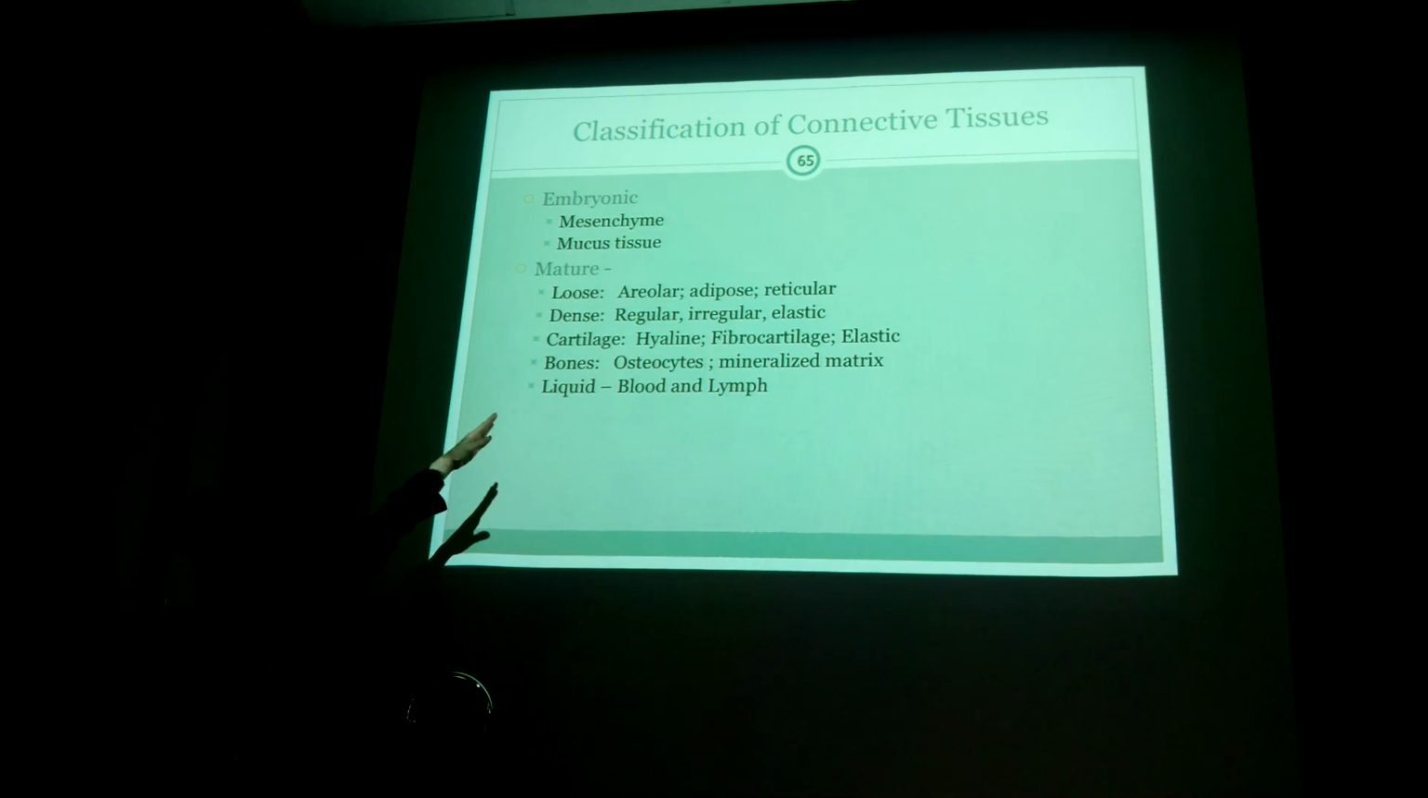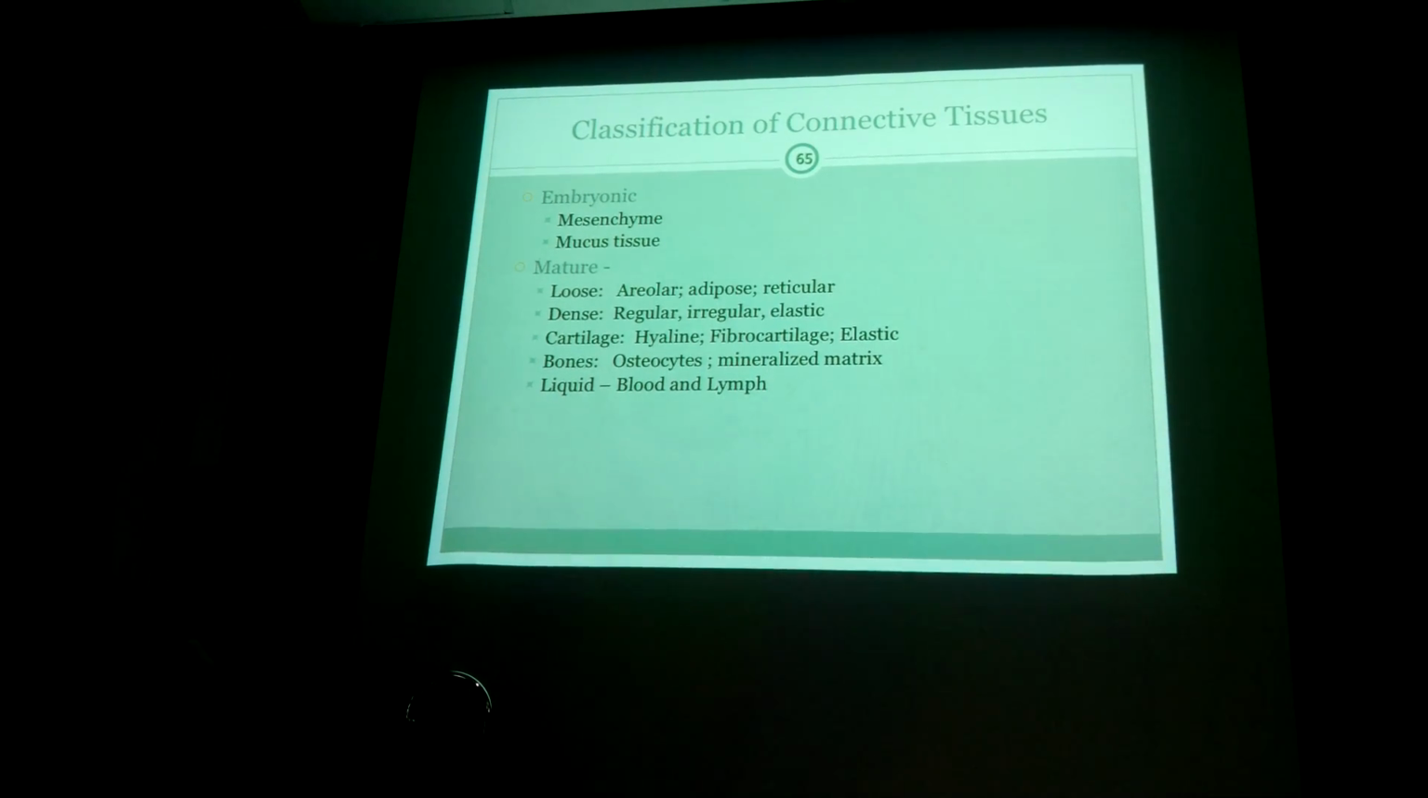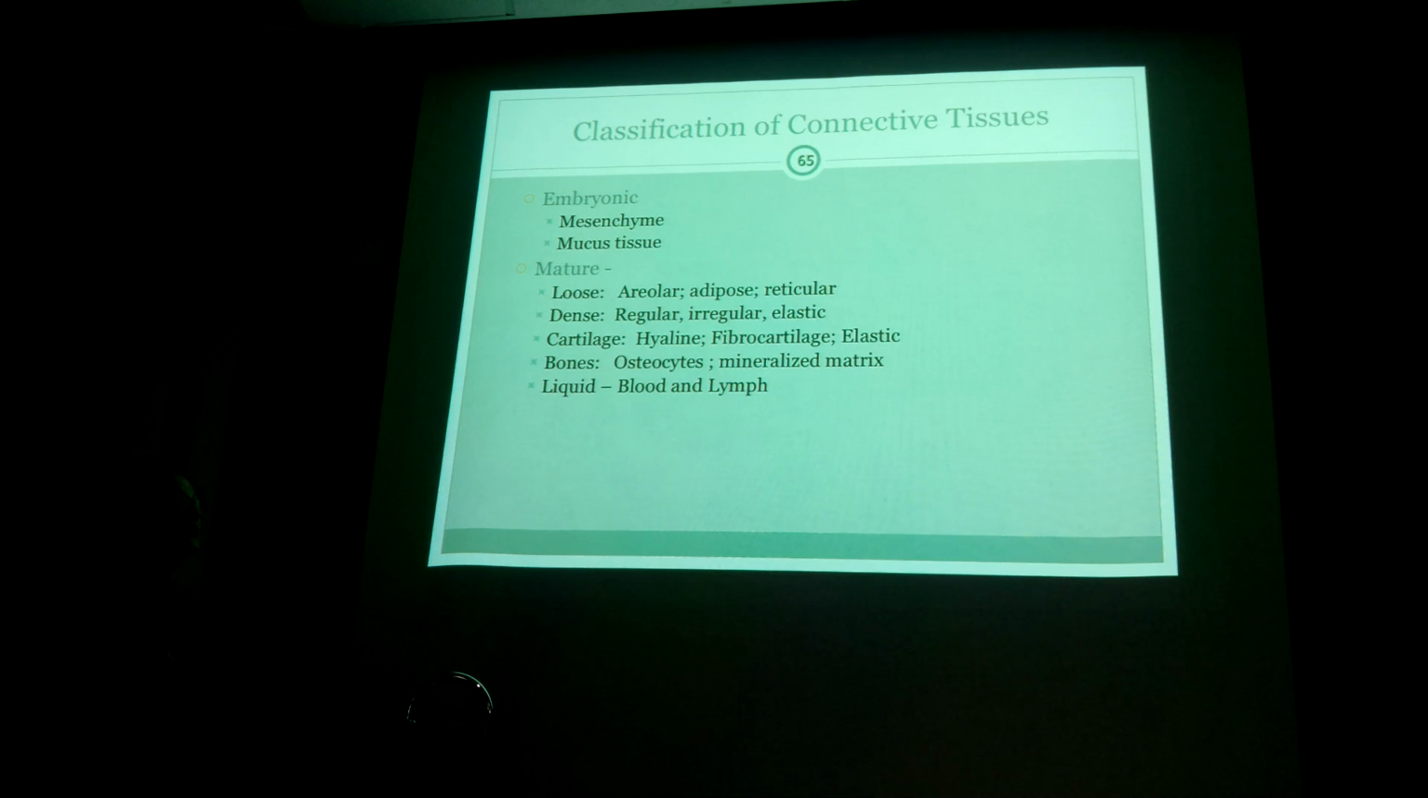Adipose tissue is fat. You find a lot of fat, especially in humans. Even if you're really thin, you have fat. It's an important part of our body. And reticular refers to the structure. We have these reticular fibers, which are fibers that you find inside this. Dense tissue can be regular, irregular, and elastic. Again, this comes from the materials that make up this type of tissue.